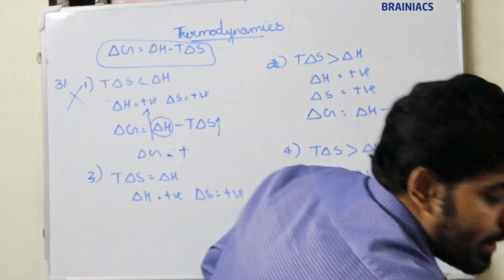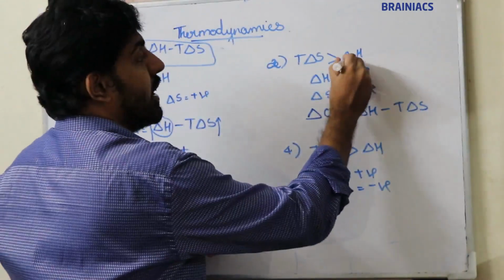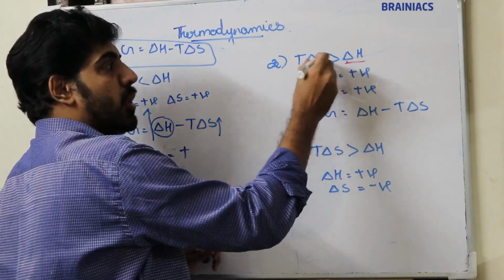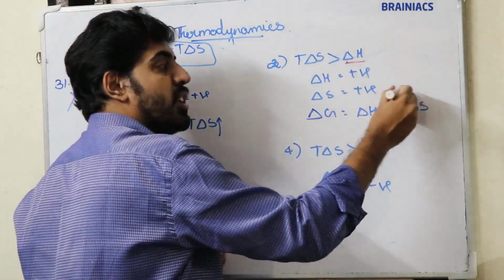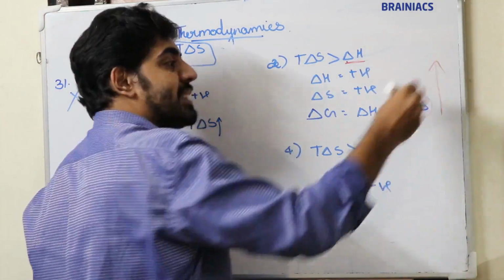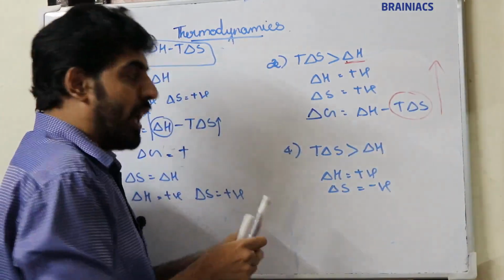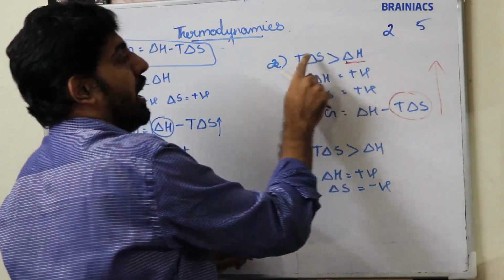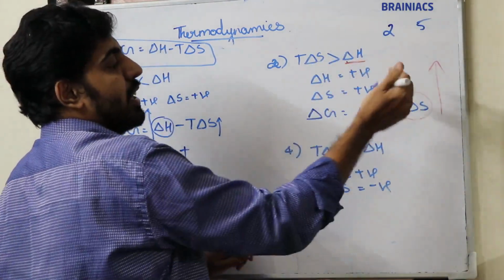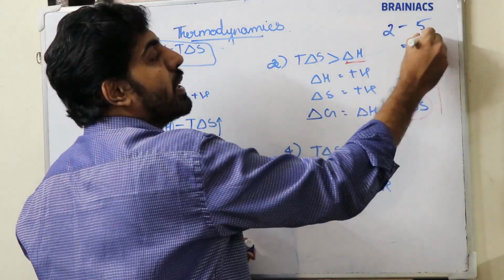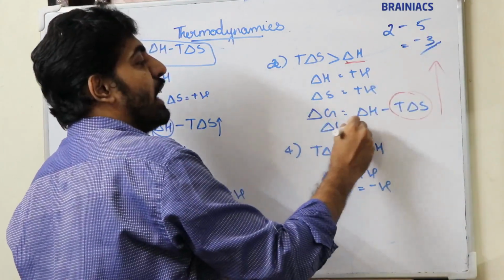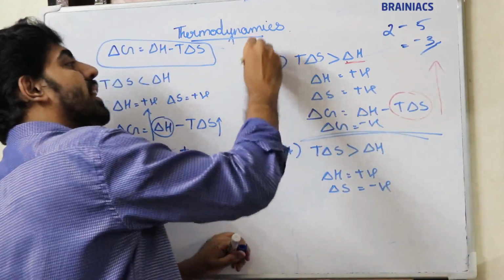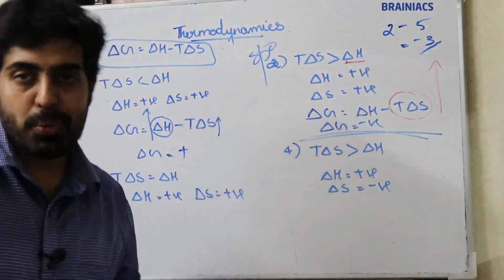Delta H is less than T delta S, or T delta S is greater than delta H. So here T delta S is greater than delta H. If delta H is 2, then T delta S, let it be 5, because T delta S is greater than delta H. So 2 minus 5 will get minus 3. So delta G value will be negative. That means this reaction is spontaneous. So answer is option 2.